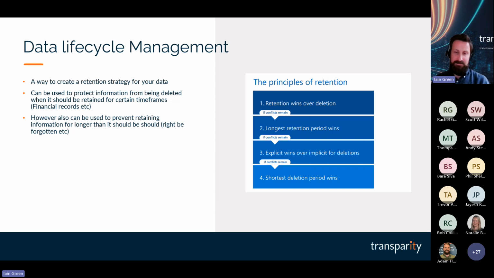And where these principles of retention come in is when we start talking about conflicts. So naturally, you're going to have policies that overlap. And when those policies overlap, we essentially have to work out which policy wins out. So one of the longest parts about implementing a solution like this is really mapping out how those policies will overlap around these principles of retention, so you understand if a conflict arises, what happens to those files.